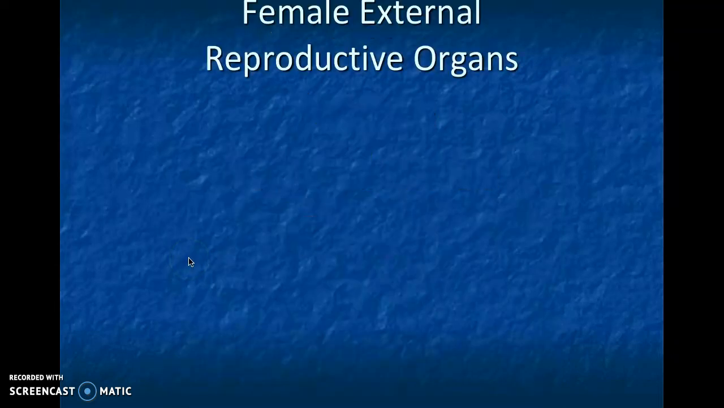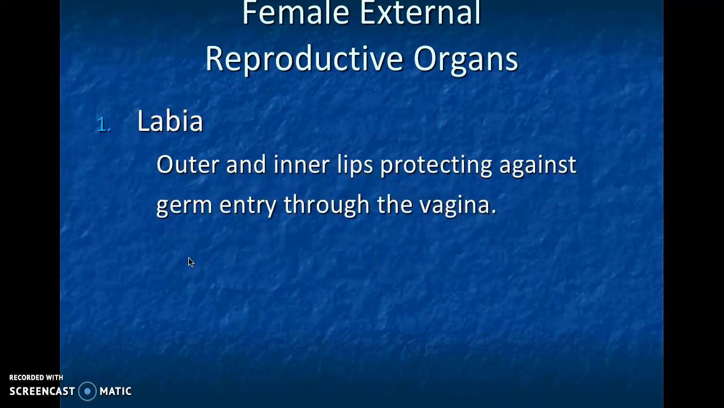All right. So female reproductive organs. So we have the labia. Labia are the outer and inner lips protecting against germ entry through the vagina.